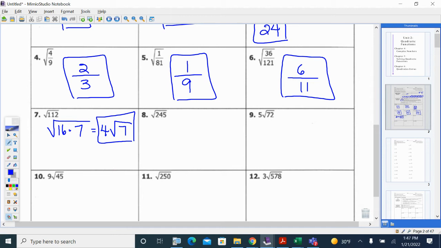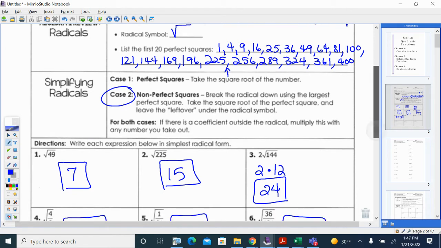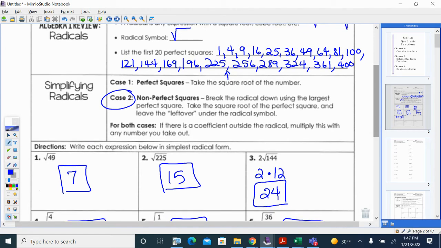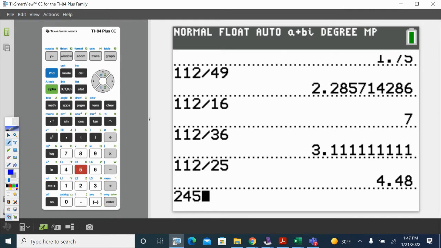Let's do another one like that. 245, the square root of 245. So if you're looking at your perfect squares, 245 falls between the 225 and the 256. So I need to start dividing by the numbers that are close to that. Not too close, because obviously they're close to the number that we're looking at, which again is 245. Let's just start. 245 divided by, let's say 144.